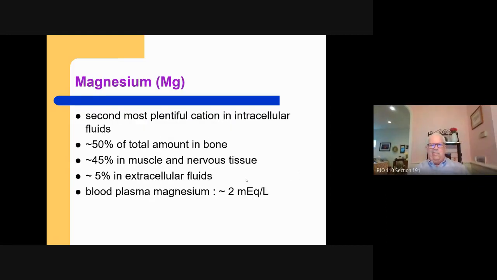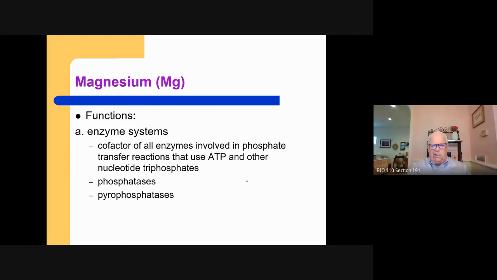Magnesium. Magnesium is the second most plentiful cation in the intracellular fluids. It is essential in muscle and nerve conduction. That's why calcium is important. Sorry, that's why magnesium is important. Muscle and nerve tissue. It functions as a coenzyme.